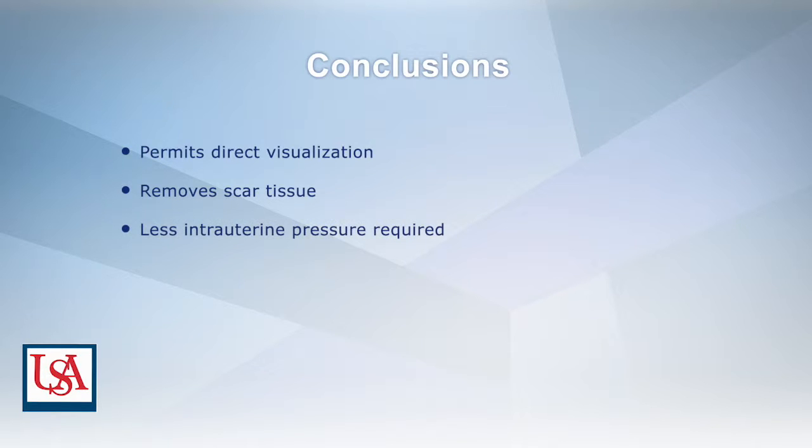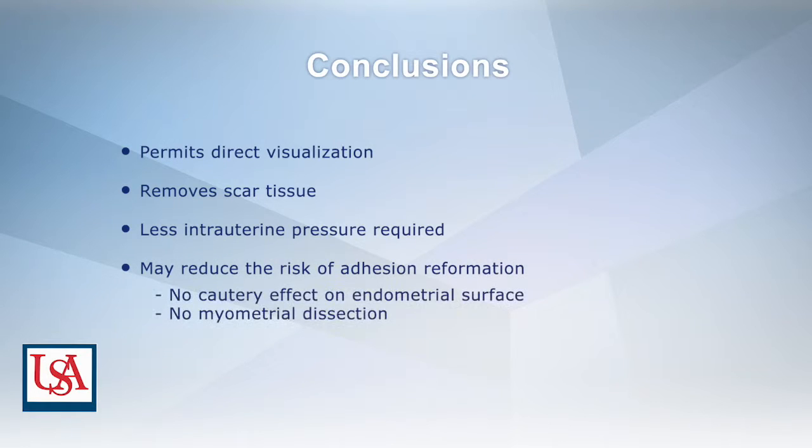There are significant potential advantages of using the MyoSure XL for treating intrauterine adhesions. The procedure is done under direct hysteroscopic visualization, reducing the risk of uterine perforation associated with blind procedures. The scar tissue is removed rather than cut in order to return the cavity to normal appearance. Since the adhesions do not need to be placed on tension, less intrauterine pressure is required, resulting in potentially less fluid deficits from intravasation. With the MyoSure XL device, there is no damage to the endometrial surface from cautery or myometrial dissection, with potentially less risk of adhesion reformation.